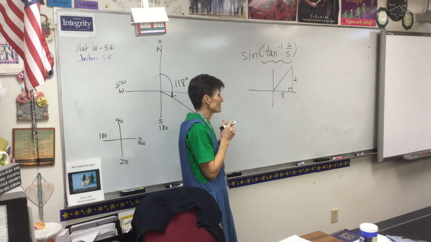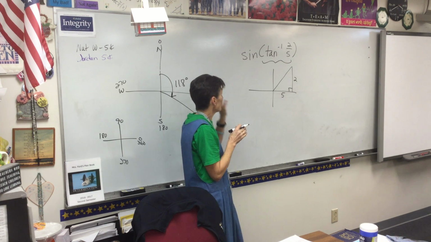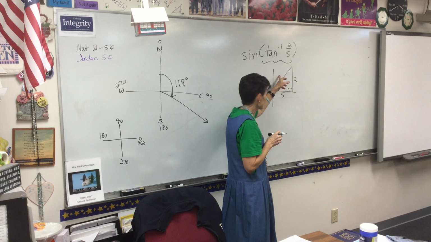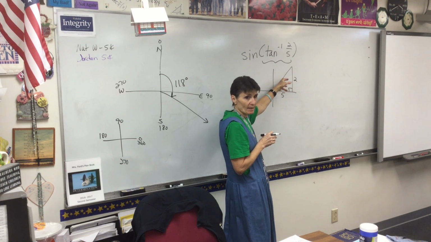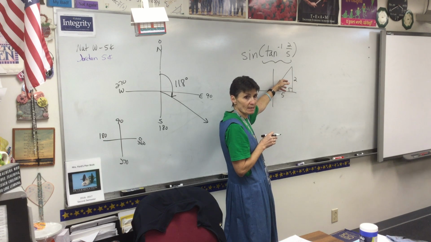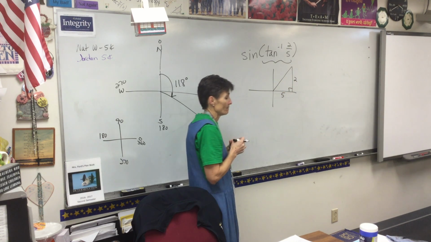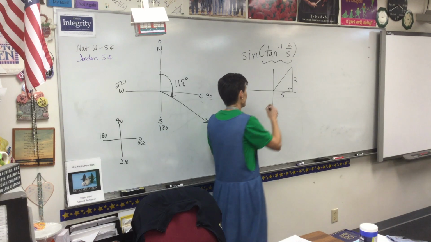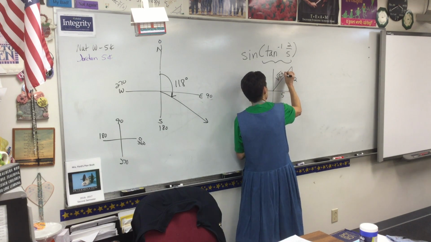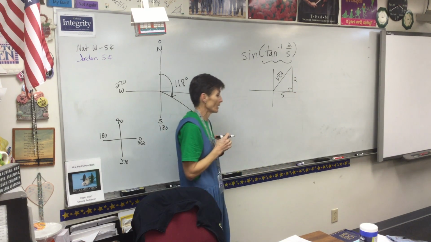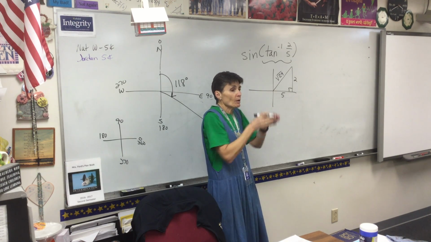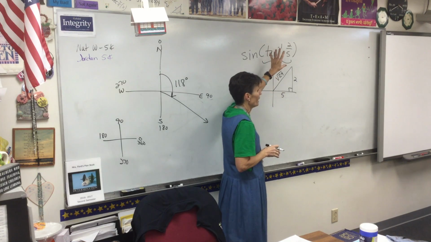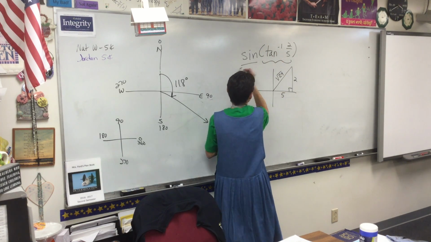Every time we do one of these, this kind, other kinds, when we have a picture like that and there's a missing side, what do we do always? Pythagorean Theorem to find the missing side. So what would it be? Square root of 29. 5 squared plus 2 squared. So we draw a picture of the parentheses. Done.